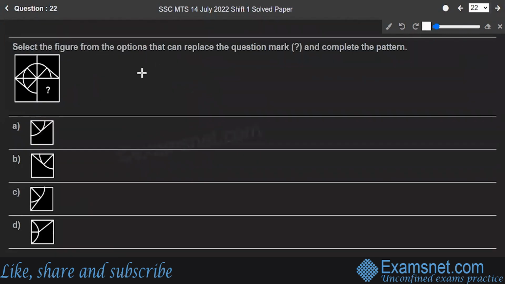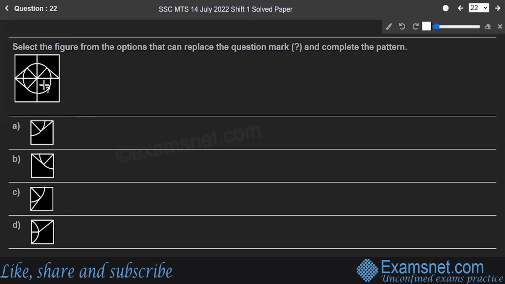Question number 22. Select the figure from the options that can replace the question mark and complete the pattern. So you have to understand what figure out of options A, B, C, D will come at this place to complete the figure. Okay. For that, let's try to complete the figure ourselves.